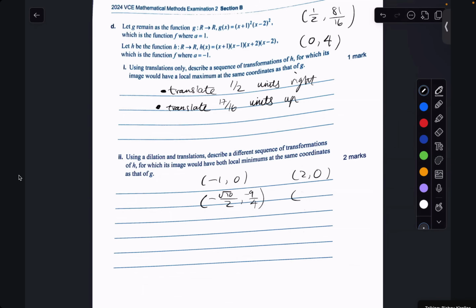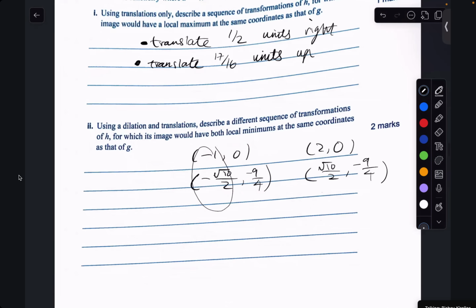And then this would just be the √10 on 2, and then the -9 on 4 as well. So we want to make these both the same. First of all, we can just move it up 9 on 4, that's fine. But we'll figure out the x. A dilation from the y-axis would change the x. Now, if I change this to -1, I don't think that's going to change to 2. I think that would just change the positive one. So that's wrong.